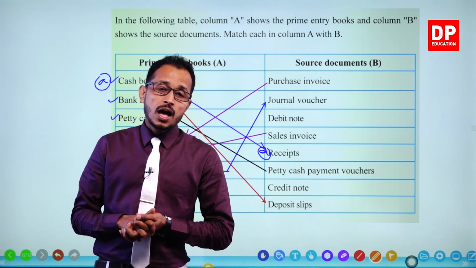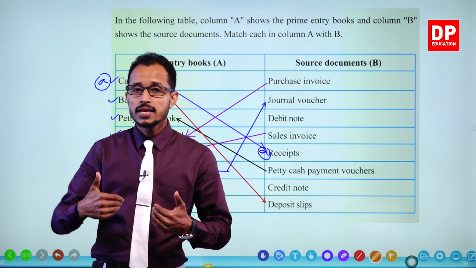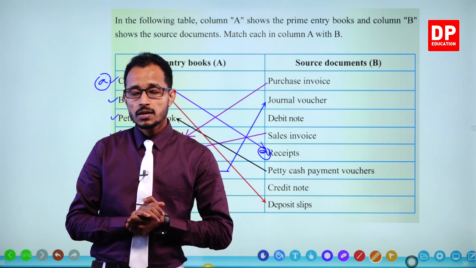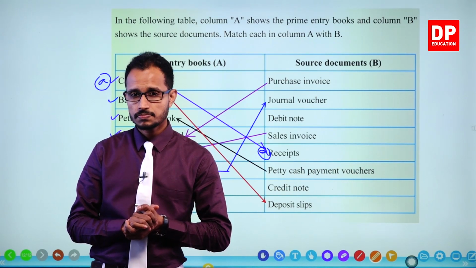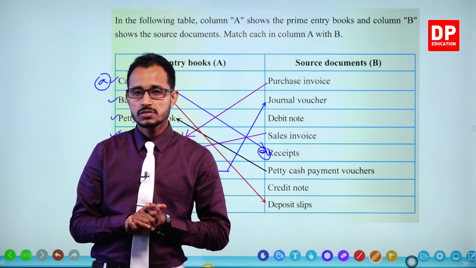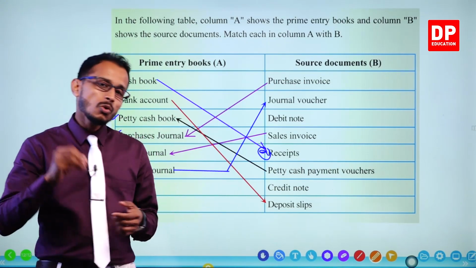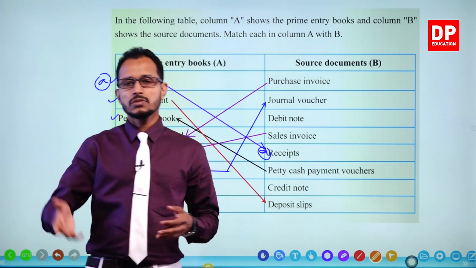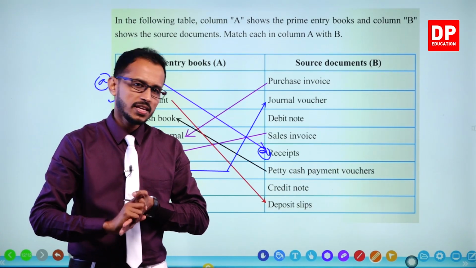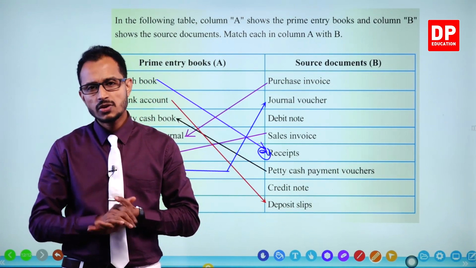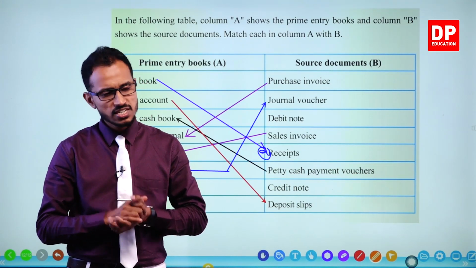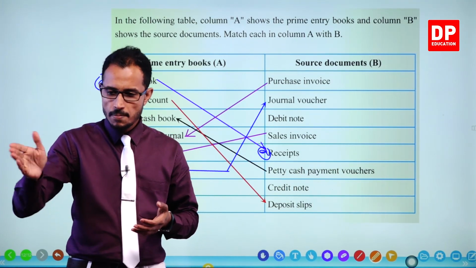So my advice to you, my dear children, is to get the exposure. Go see real life businesses. If you have a family business, go to your father's business. Accompany him to his site, to his factory, to his shop, wherever the business is. Just go with him. Inquire about these things. Talk to the employees.